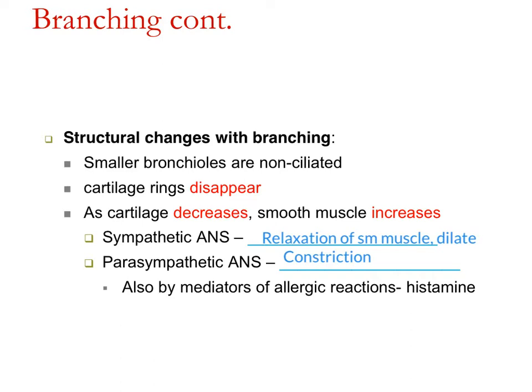Something else that can also cause constriction of the airways, through the parasympathetic activation or other things, are things like histamine and other allergic reaction mediators.